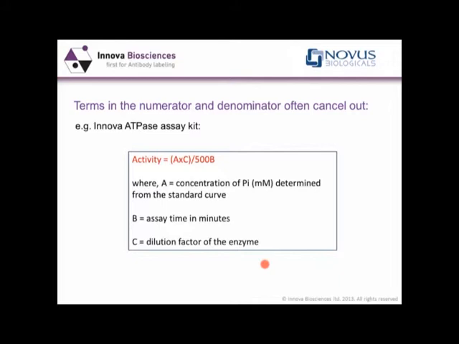Where A is the concentration that you read off your standard curve, B is the assay time in minutes, which you know, and C is the dilution factor of your enzyme. So in a matter of 4 or 5 seconds, you can just type those numbers into a calculator and get your answer. So it's really quite straightforward. Anyway, I'm not going to say any more about enzyme units in the rest of this presentation, but we do get a lot of questions on that, so I hope that was helpful.